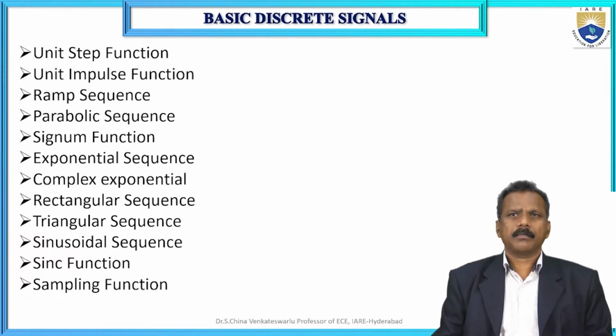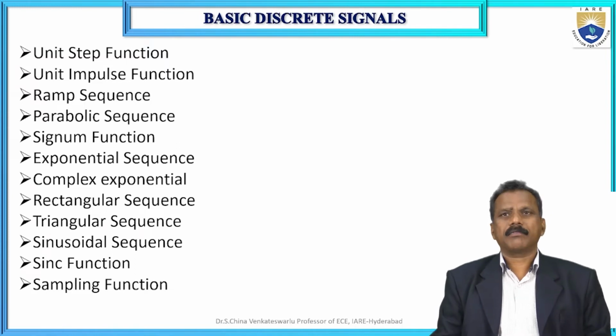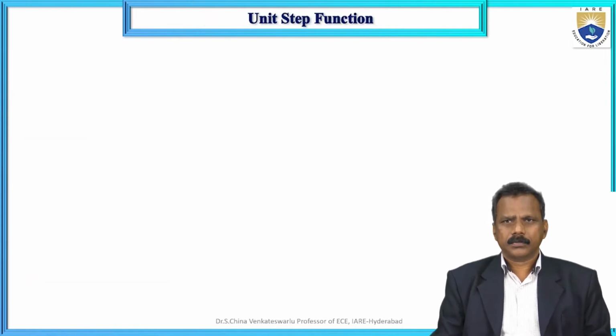For implementing and manipulating signals, we require discrete signals like the unit step function, unit impulse function, parabolic sequence, signum function, including the sampling function and so on. So we will take them one by one, starting with the unit step function.